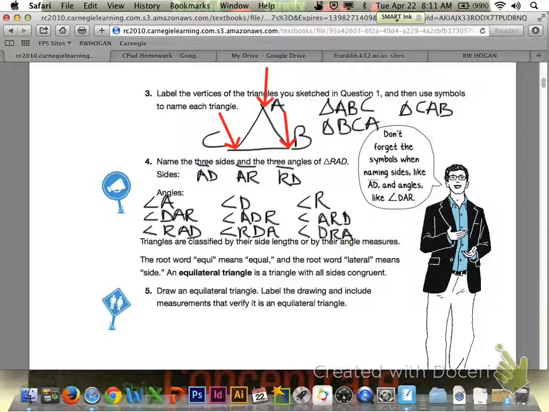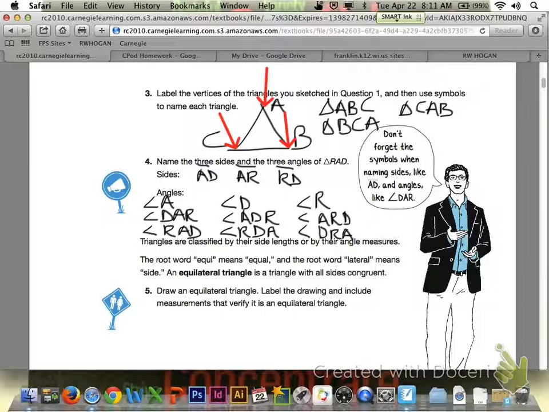As far as number 4, the triangle that they sketched for you on the bottom of page 820, the sides of that triangle could be line segment AD, segment AR, or line segment RD, and those letters could also be flipped around if you had DA, RA, or DR. Notice that I have the symbol above those letters indicating that it is a line segment. That's also very important, and those letters are also capitalized.